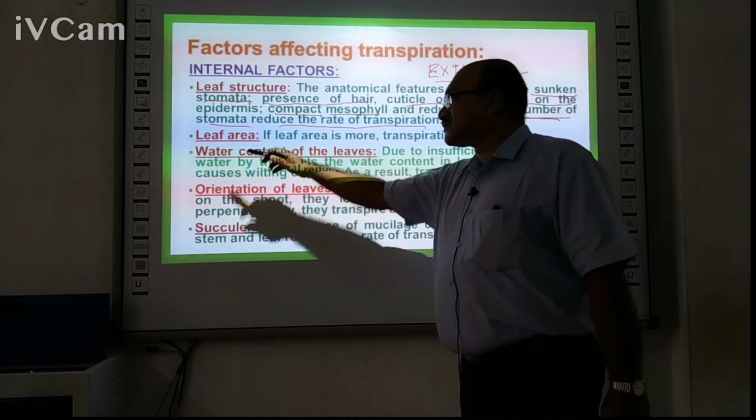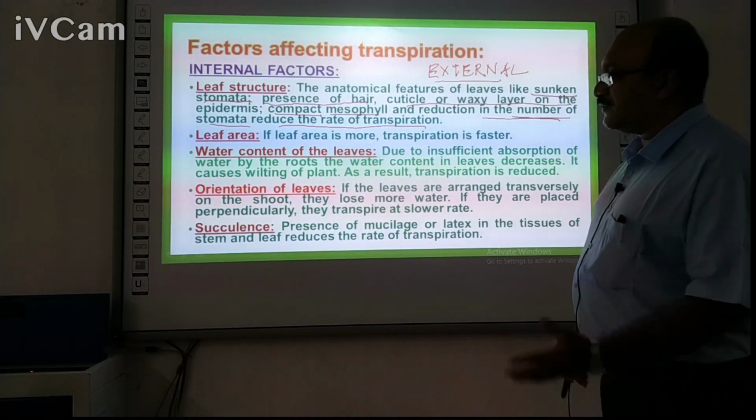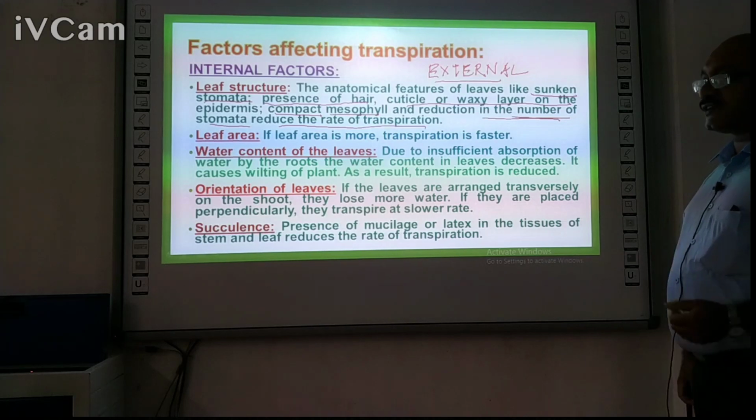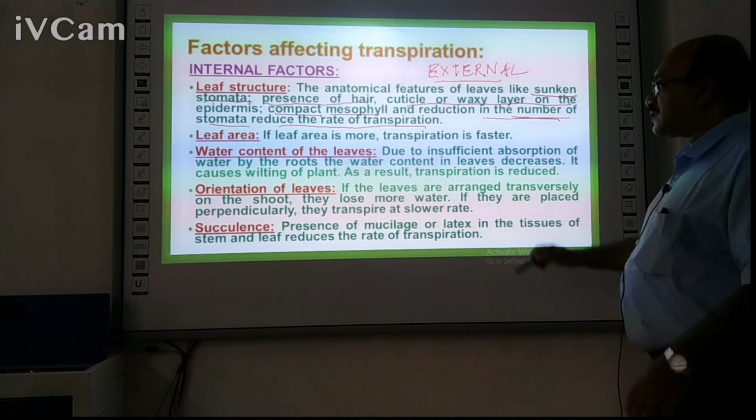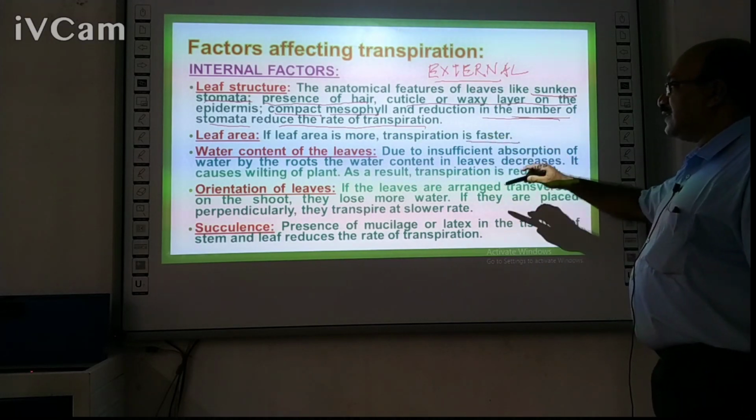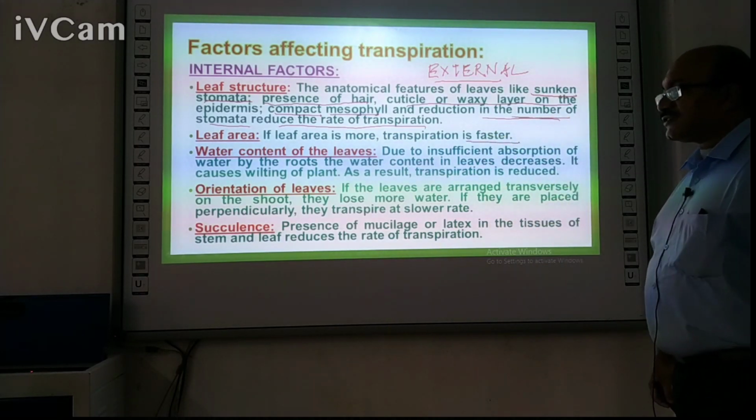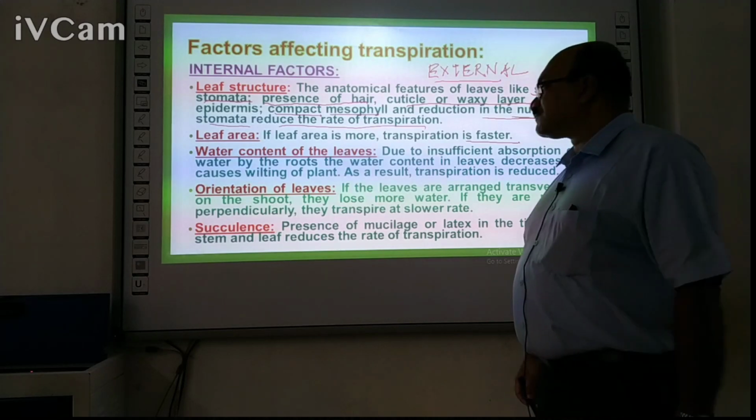Second factor is leaf area. Some leaves are very broad and some leaves are thin. If the leaves are broad, then transpiration will be faster. If leaves are thin, then transpiration will be minimum.